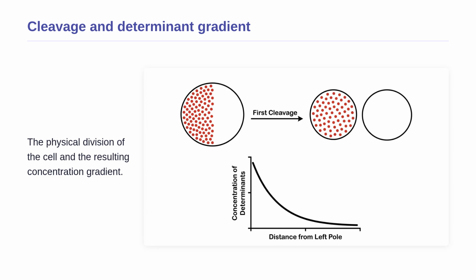Now, look at the graph below it. The vertical axis represents the concentration of these determinants, and the horizontal axis represents the distance across the embryo. The curve shows the exact exponential decay we just calculated, starting high at the source and dropping off rapidly.